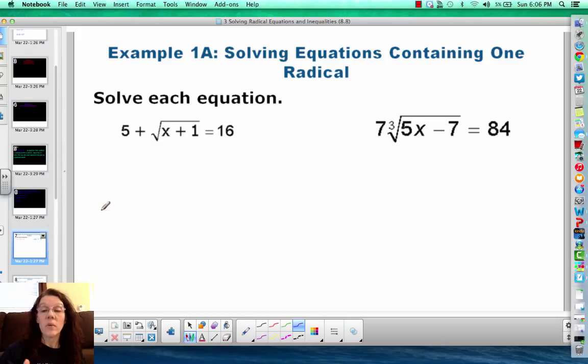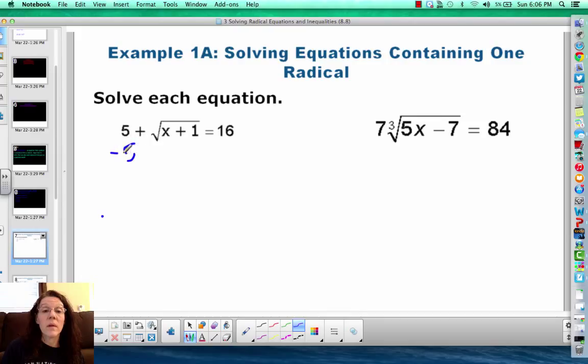So we have these two problems, and we're going to look at them together first. And I've got several I want you to practice. But this first equation up here is 5 plus the square root of x plus 1 equals 16. Now remember that first step says to get the radical all by itself. The square root of x plus 1 is not all by itself. We have to move that 5. So how do we move it?